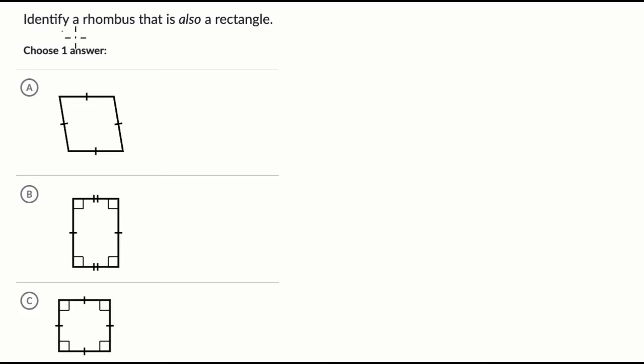We are told to identify a rhombus that is also a rectangle. So pause this video and have a go at choosing which of these meets those constraints, and then we'll do this together. All right, now let's do this together.